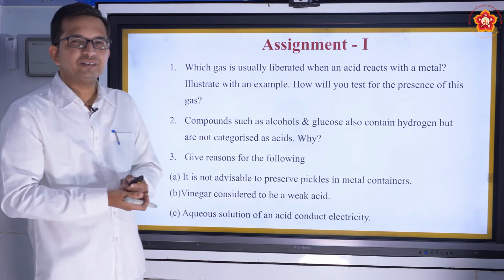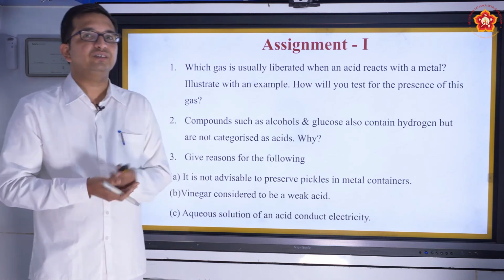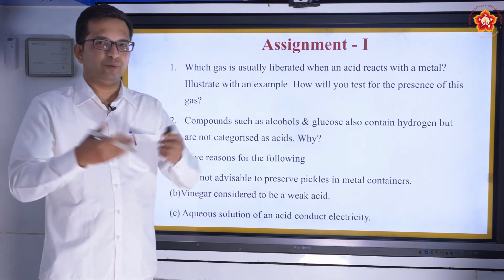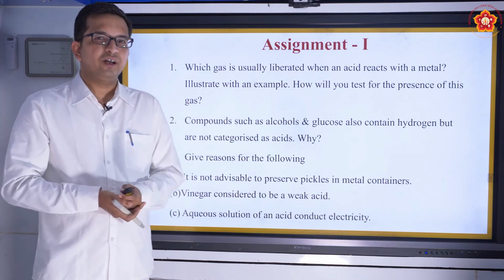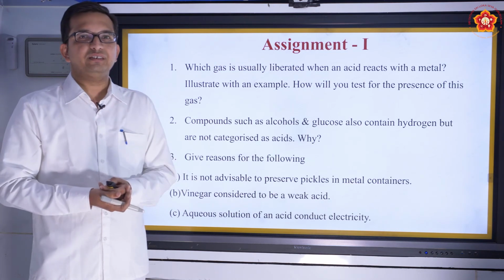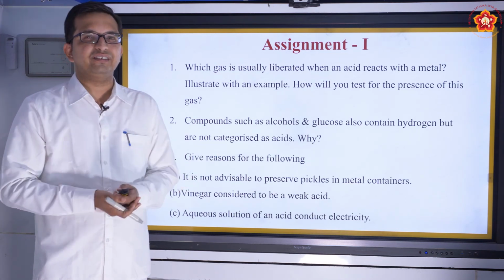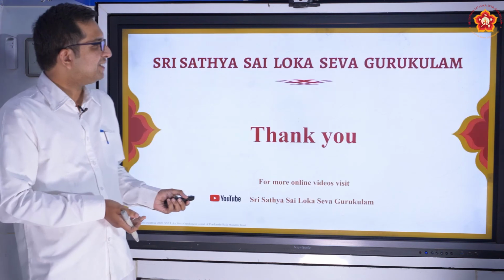So these are the aspects of assignment 1, and definitely we will be seeing the answers for this assignment in the coming section. So I hope you are clear with the concept of acids, various examples of acids and their various physical and chemical properties. See you again.